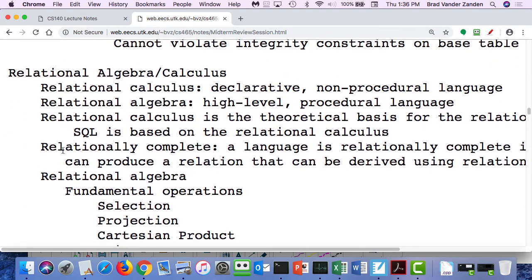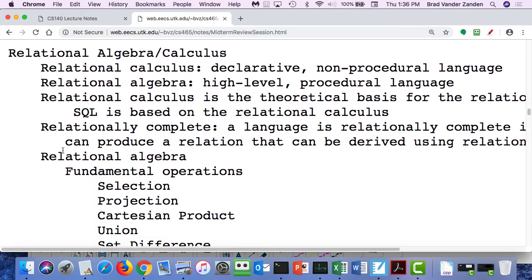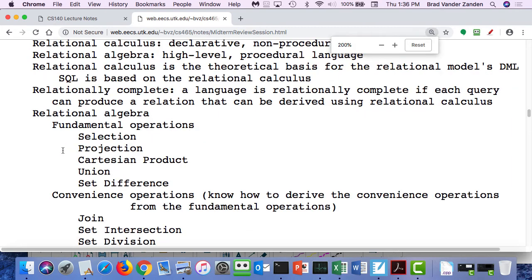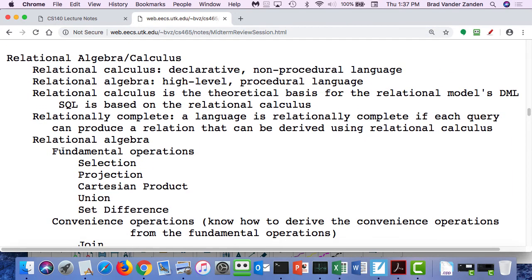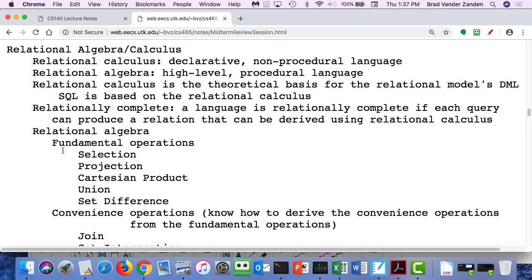Okay, so from there, we moved back to the theory. And in chapter 4, we talked about the formal basis for the data definition language. Chapter 5 was talking about the formal basis for the data manipulation language. And the relational calculus is the formal basis for the data manipulation language. It is the language that SQL is derived from. And it is a declarative, non-procedural language.